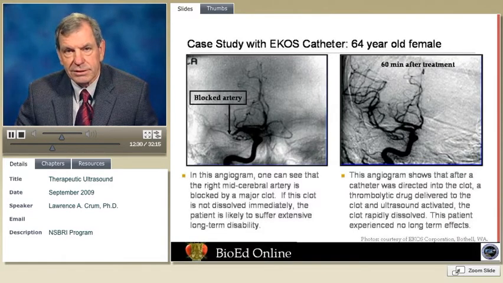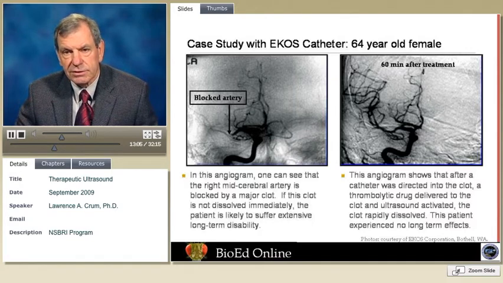And here is an example, a case study, of a 64-year-old female that had a total occlusion of the right mid-cerebral artery. This condition would have resulted in almost total paralysis of the left side of this person's body. But after a 60-minute treatment with this ECOS catheter, complete perfusion, or complete removal of the occlusion, occurred.